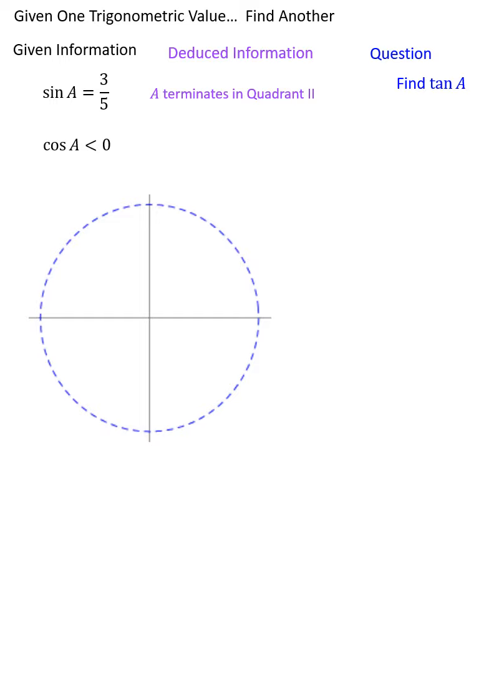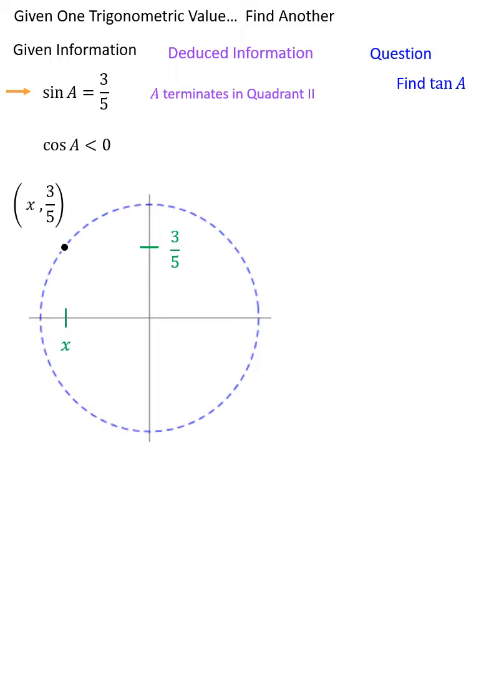So let's try to get an estimate of where this terminal point is. We know that the sine is positive 3/5, and that means that the y-coordinate of this point must be 3/5. I know it's on the unit circle, but I also know that it's in quadrant 2. The only point in quadrant 2 that has a y-coordinate of 3/5 is this one. And so now I know approximately where arc A terminates.